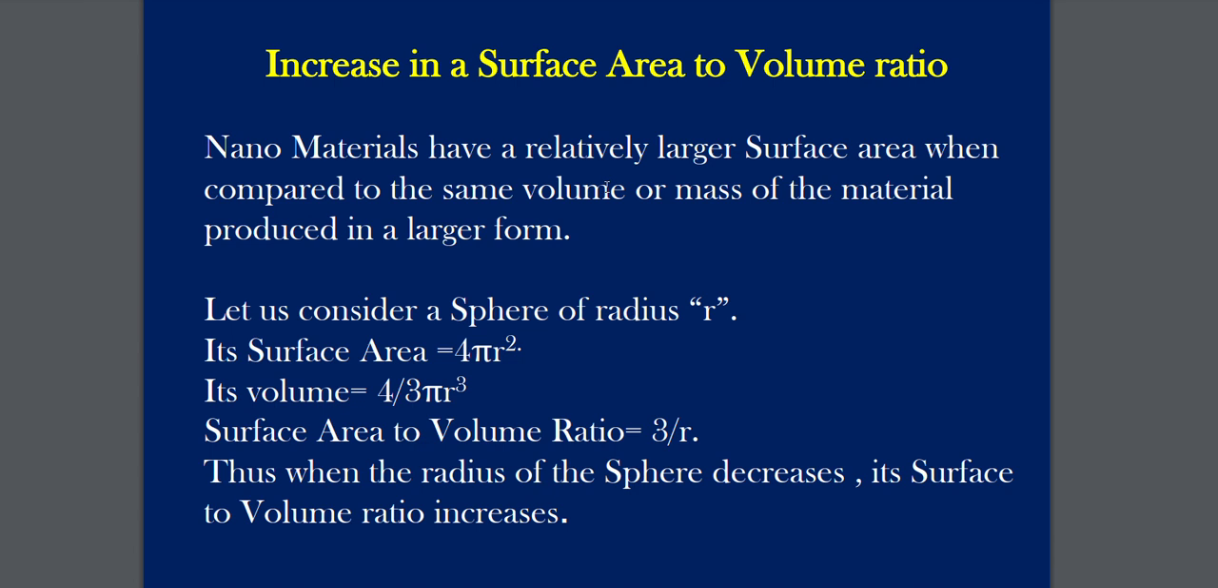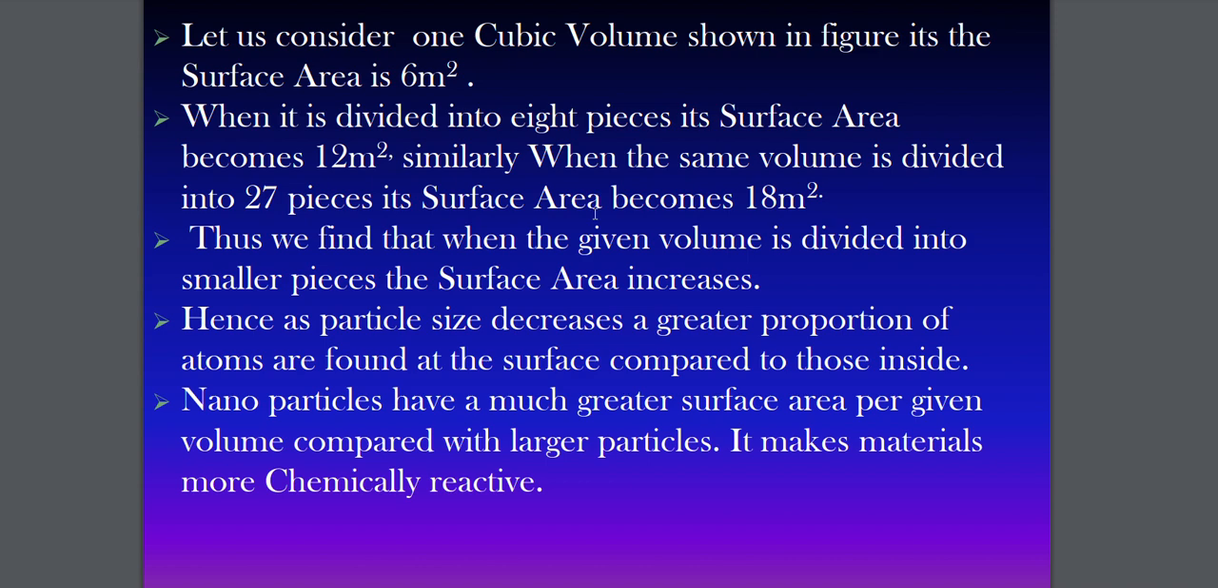For example, if we have a sphere of radius r, then the surface area will be 4 pi r square and the volume will be 4 by 3 pi r cube. When the given volume is divided into smaller pieces, the surface area increases. As the particle size decreases, a greater proportion of atoms are found at the surface compared to those inside. Nanoparticles have a much greater surface area per given volume compared with other particles, and this is what makes these materials more chemically reactive.